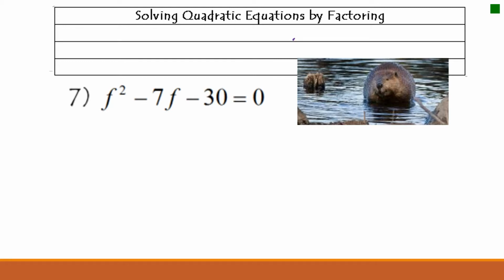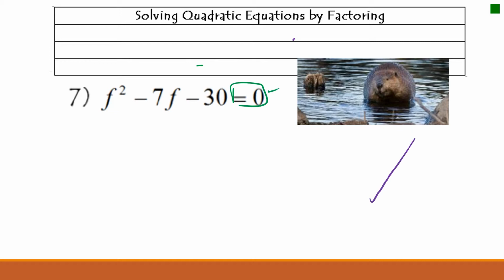You have to factor using all those factoring methods that we have learned. And then you're going to set each factor equal to 0 and solve. So when we look at this problem, is it equal to 0? Check. Number 1 is done. So we are going to factor.